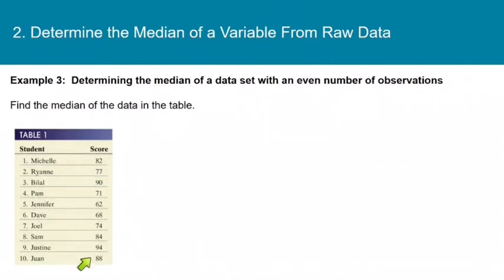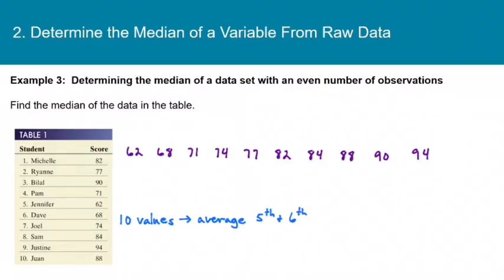Now this data set has 10 values, so our method is going to change a little bit. Again, let's start by putting all of the numbers in order from smallest to largest. And now you can see that there's not one value that's in the center of the data. If we took 77, you can see that couldn't be the median because there are 4 numbers less and 5 numbers more than 77.